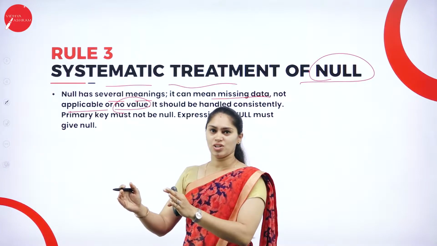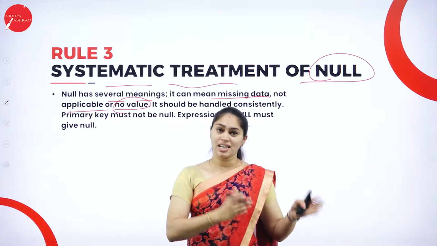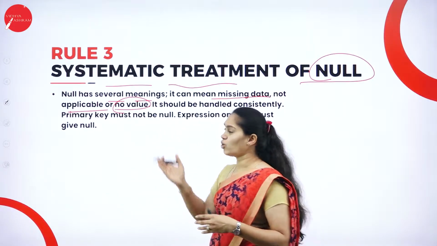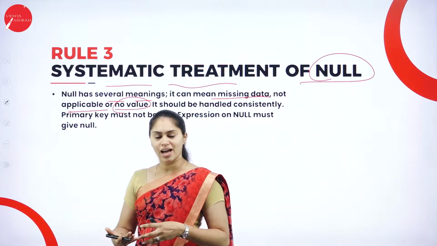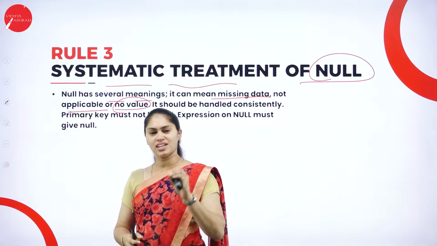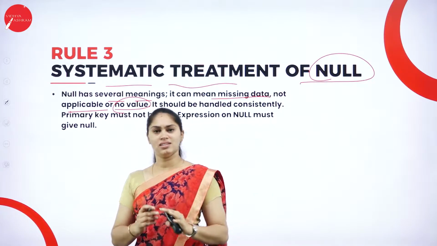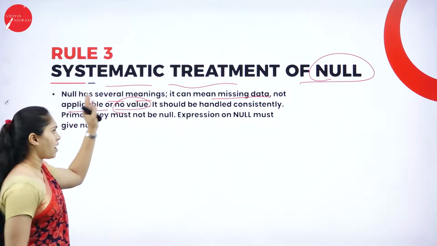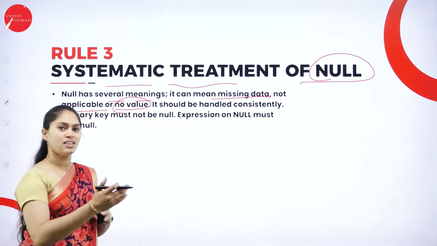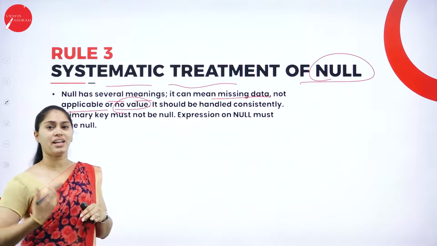So in one relation it should not be missing data, in another relation no value, and in another relation not applicable value. It should not be like that. If I consider null as not applicable data, then throughout my database it has to be the same. That is what systematic treatment of null is. Then there will be no chances of having inconsistent data.